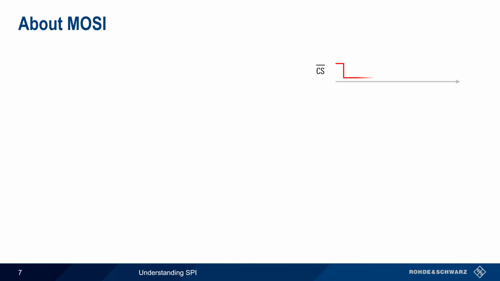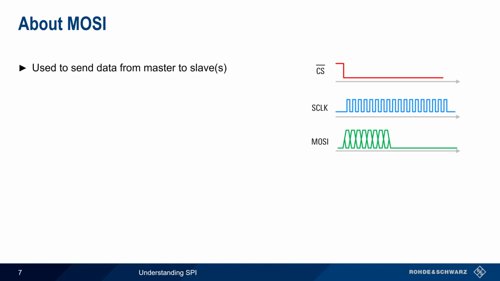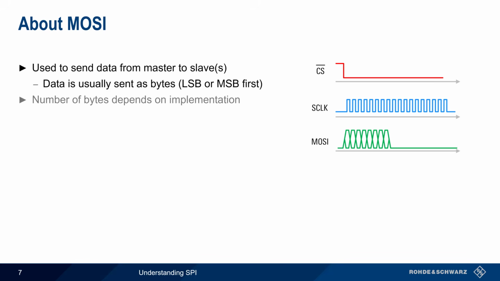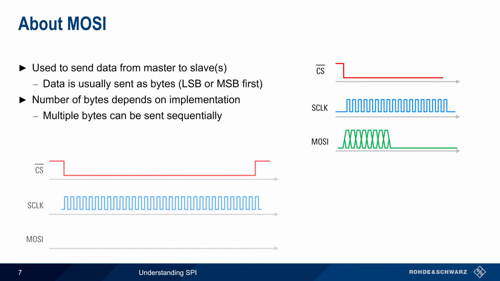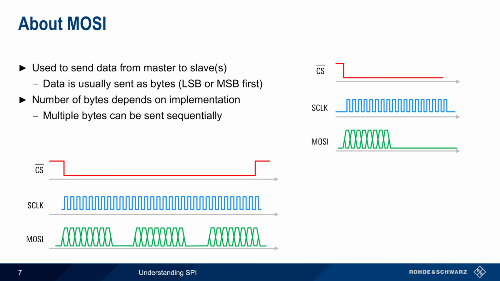Once the CS line has been pulled low and the clock signal has been started, MOSI is used to send data from the master to one or more slaves. This data is usually sent in the form of 8-bit bytes, either with least or most significant bit first. The number of bytes sent is also implementation dependent. SPI can send multiple bytes sequentially over MOSI, and the protocol also allows for CS to be held low while sending multiple bytes. But like many other things in SPI, this behavior is also implementation dependent.